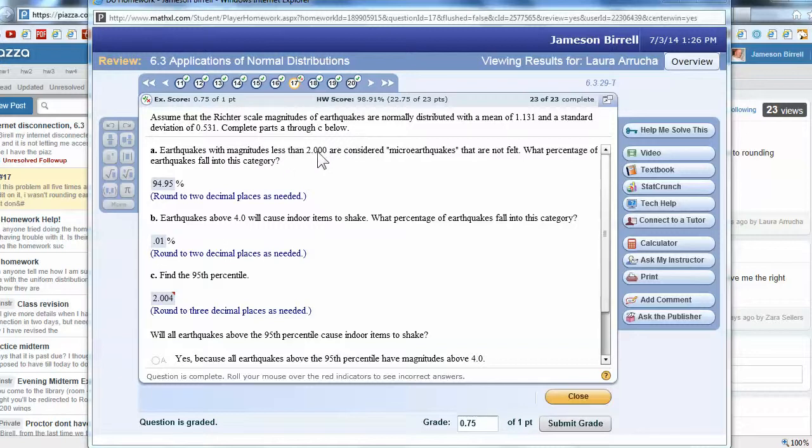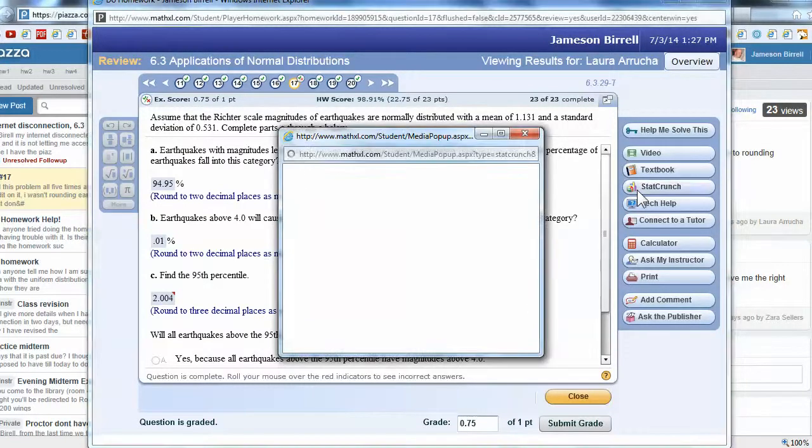So less than 2. All right, and obviously, you know one thing for sure, it's going to be above 50%, right? Because if 1.131 is the middle of the distribution, because that's the mean, then anything above 1.131 is going to be above 50%, since we're shading from the left, the less than side. All right, without any more talking, let me just go ahead and click on StatCrunch.